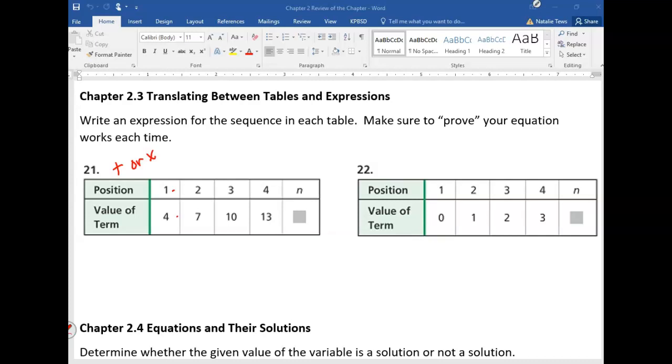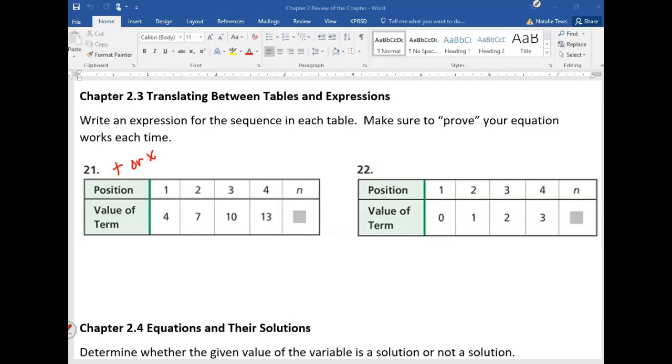Adding. 1 plus what number would equal 4? 3. So 1 plus 3 equals 4. Is it 2 plus 3 equals 7? No. So is the adding working? No. Let's try multiplying. 1 times what number would equal 4? 4. So I have 1 times 4 is 4. 2 times 4 is 7? No. Okay, so I just tried multiplying and addition, and neither one of them worked.